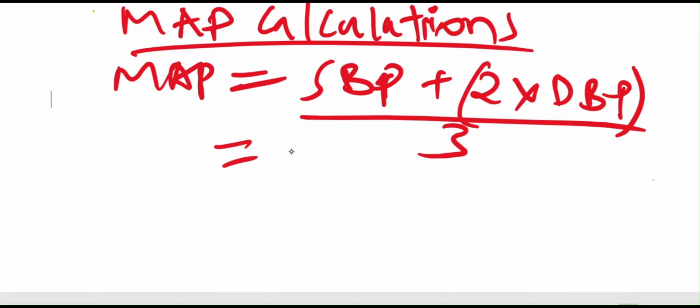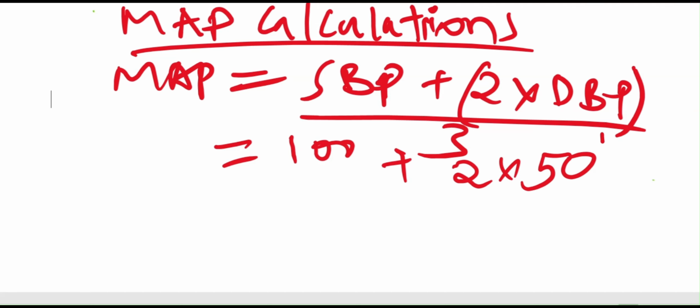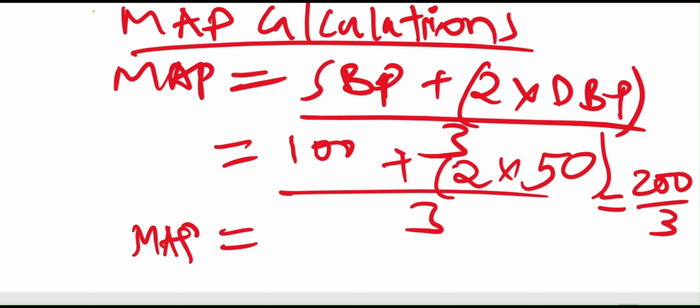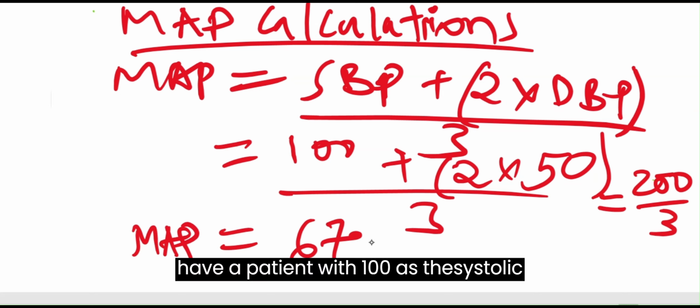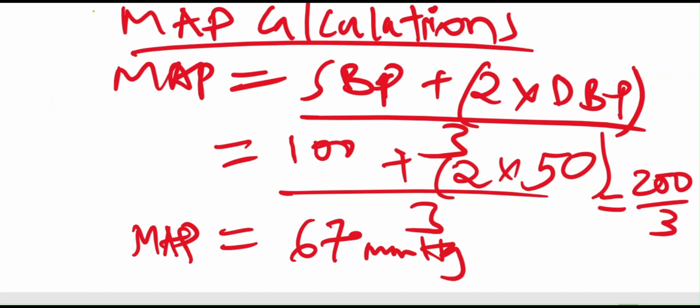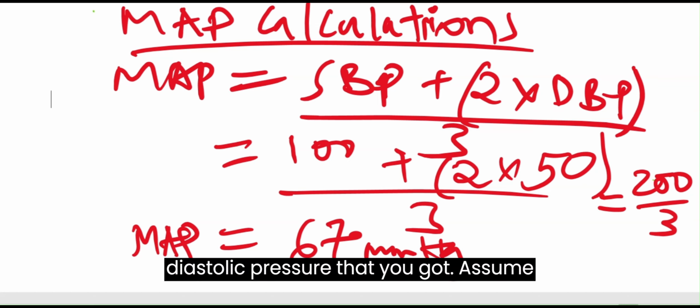So assume you have a patient with 100 as the systolic blood pressure, millimeters of mercury. Then you will add 2 times the diastolic blood pressure that you got. Assume it is 50. Then all this you will divide by 3, and this is 200 divided by 3. And what will I get? I will get a MAP of approximately 67, because we have to round off the decimals. So 67 is the MAP for this patient. There are many formulas to calculate MAP, but this is the easiest one and most recommended in clinical setting.